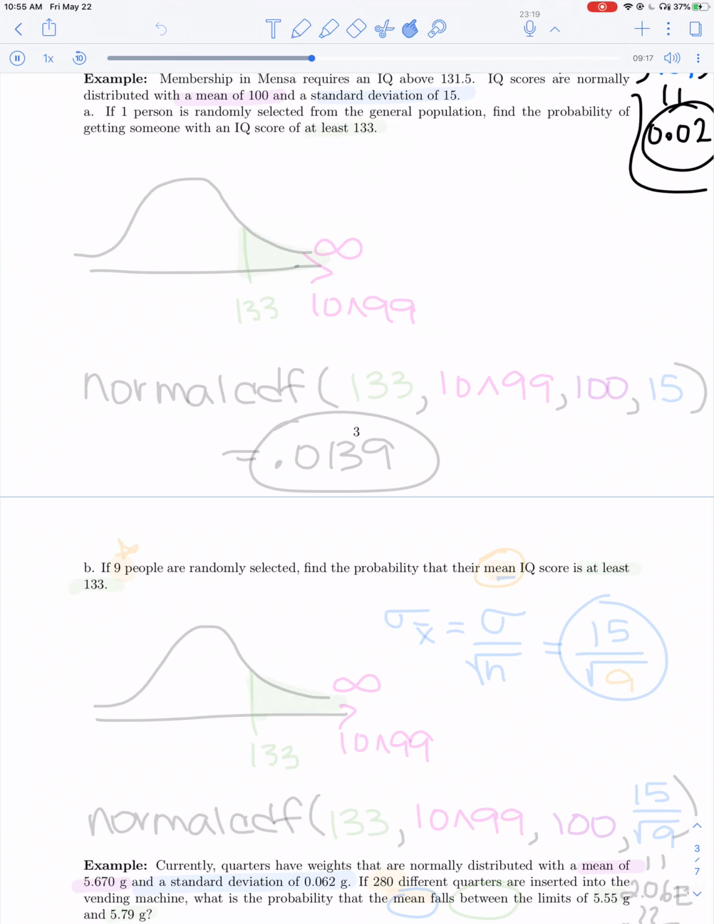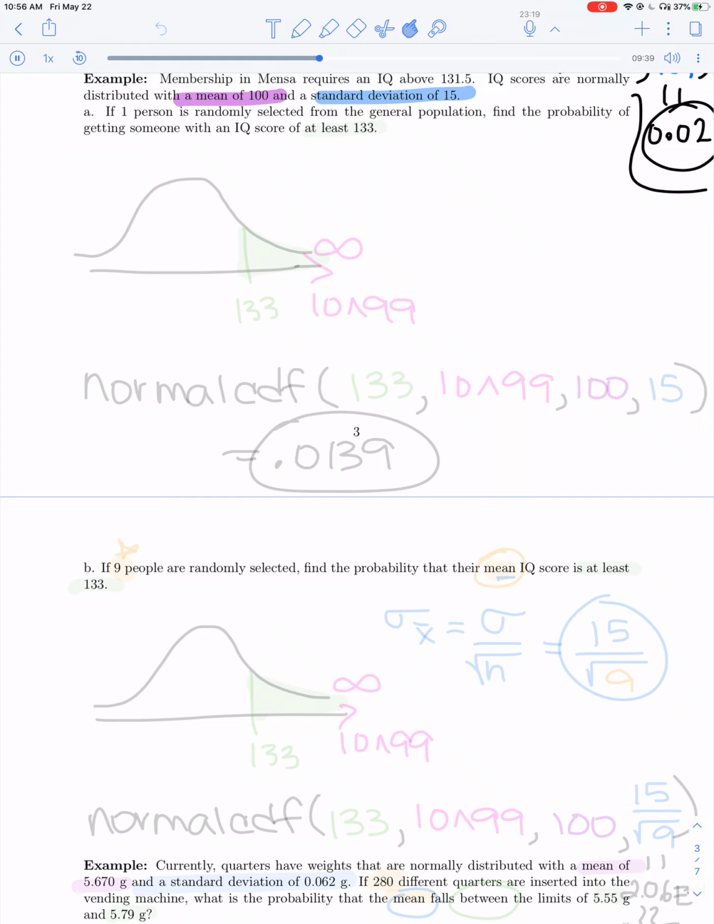Let's try one last problem just like this. In this last problem, Mensa membership requires an IQ above 131.5. IQ scores are normally distributed with a mean of 100 and a standard deviation of 15.